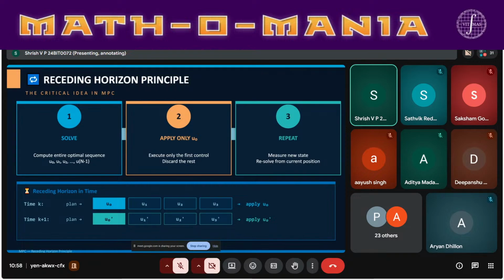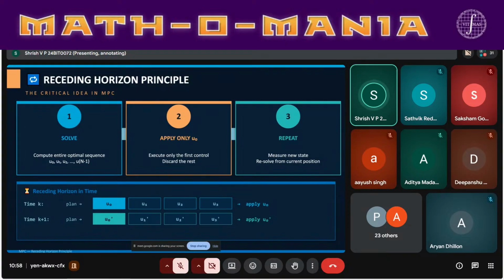Now we come to the question: why do we only apply u0? Let's consider time k. We compute a plan and apply u0, and at time k plus 1, we compute a new plan and apply the new u0. So the horizon keeps shifting forward. Why do we do this? Because the real world is uncertain.